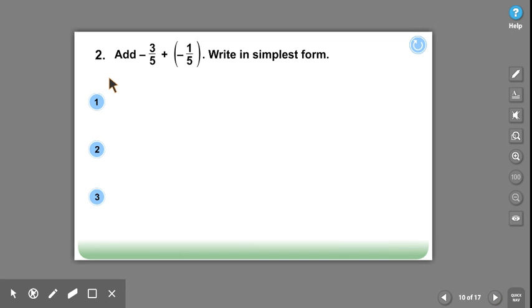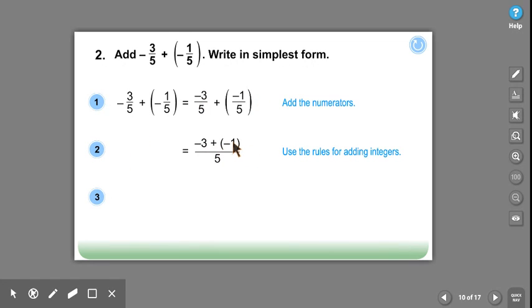Here's example number 2, again on page 284. Add -3/5 plus -1/5, write in simplest form. So the first thing we're going to do is add the numerators. We have the denominators the same, so we'll keep that the same. And our numerators are -3 and -1. So -3 plus -1 over 5. And then that equals -4/5. Or you can just have the negative on the outside, so -4/5.